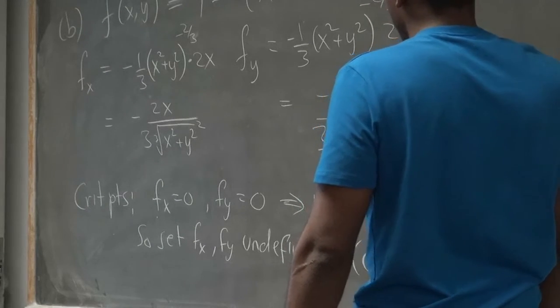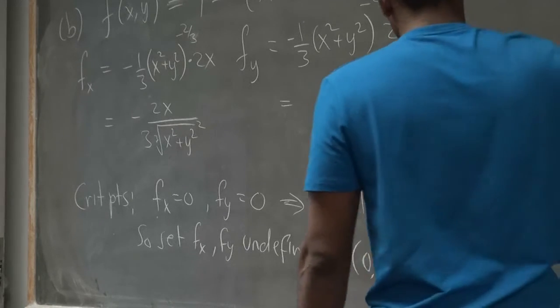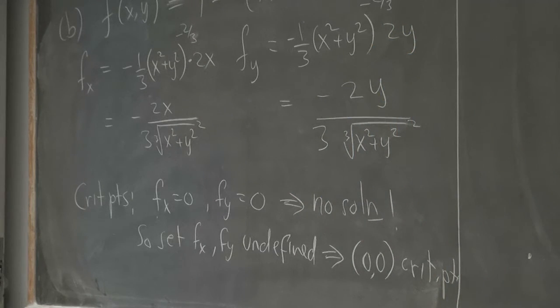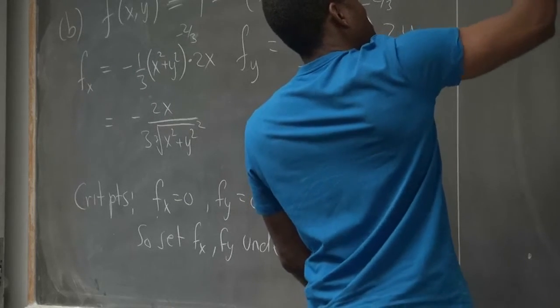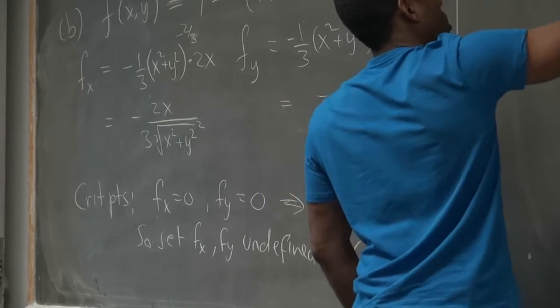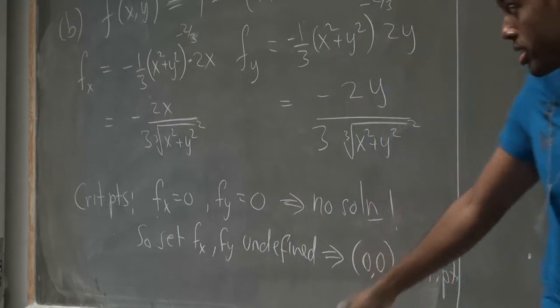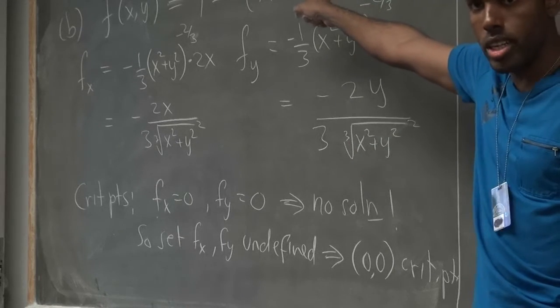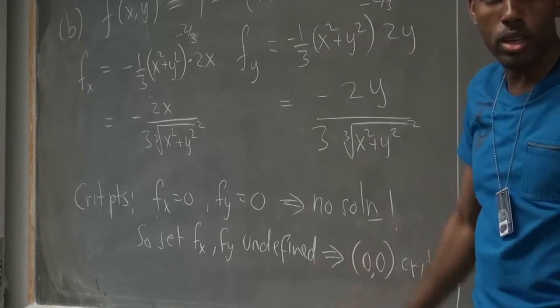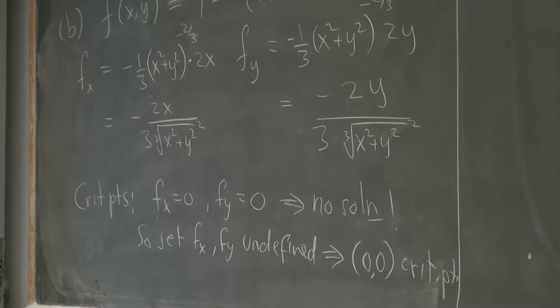Could you classify that one? Is this a maximum or a minimum point? 0, 0. The derivative is undefined there, but the original function clearly is defined, right? You can take the cube root of 0, that's fine. Would that give you a maximum or minimum point? It would give you a maximum.